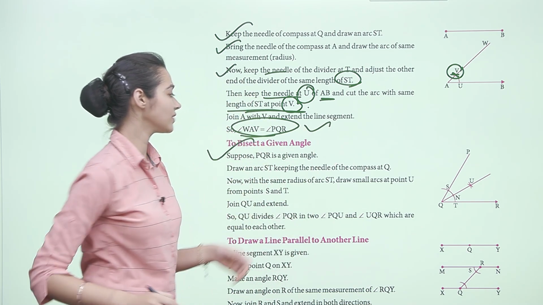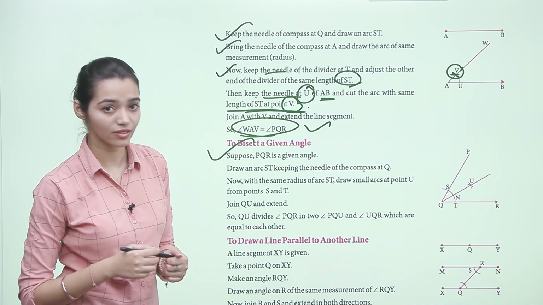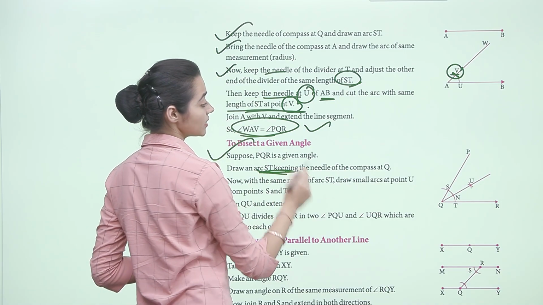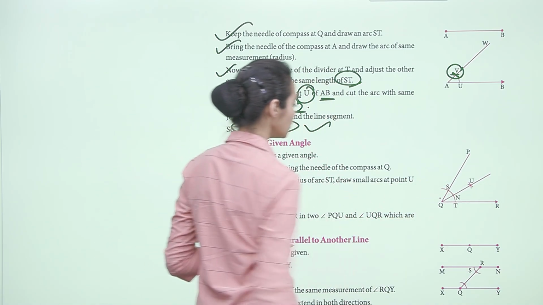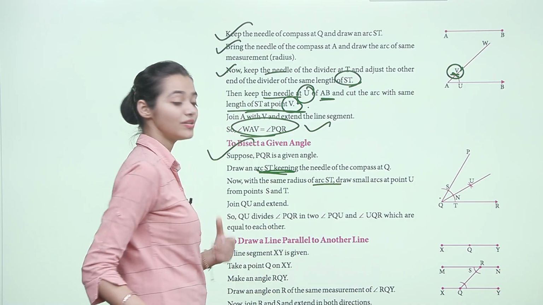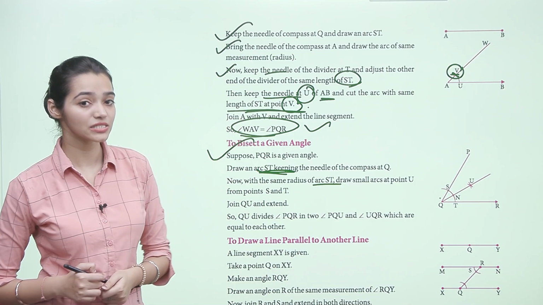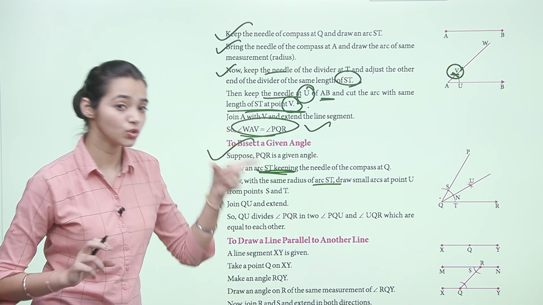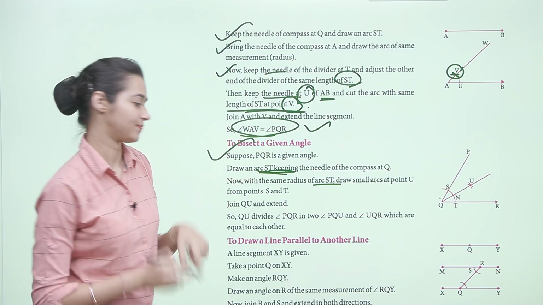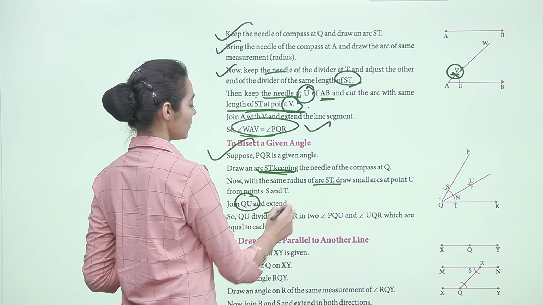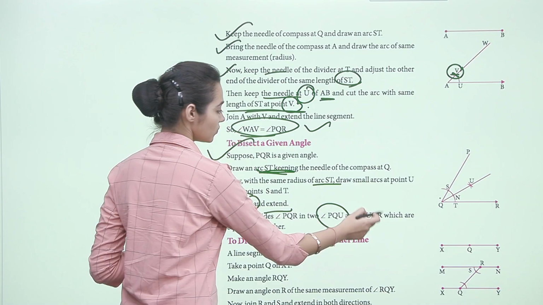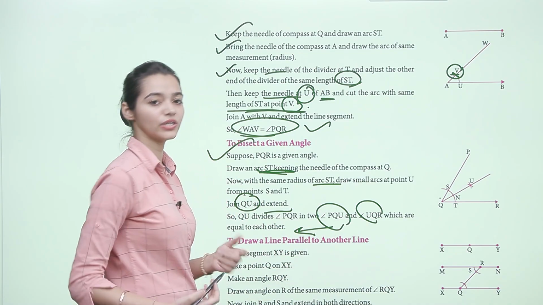Now to bisect a given angle, suppose PQR is a given angle, we will draw an arc ST keeping the needle of the compass at Q. After that, with the same radius, we will draw small arcs from points S and T meeting at point U. Then we will join Q and U and extend, and here we have two angles which are equal to each other.